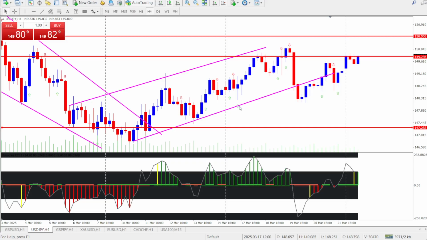The Woodies CCI Arrows Oscillator is actually an effective tool for Forex traders, providing clear and precise trade signals. Whether you are a beginner or an experienced trader, this indicator helps simplify decision making and enhance your trading strategy.